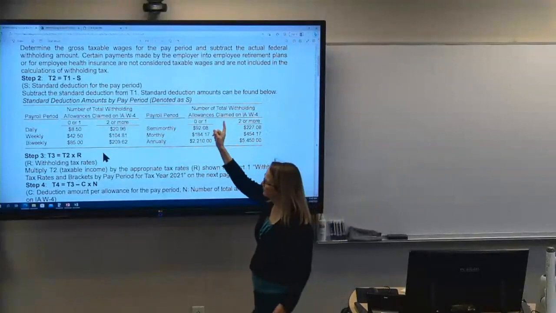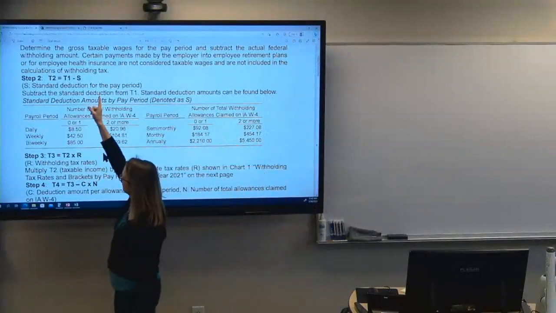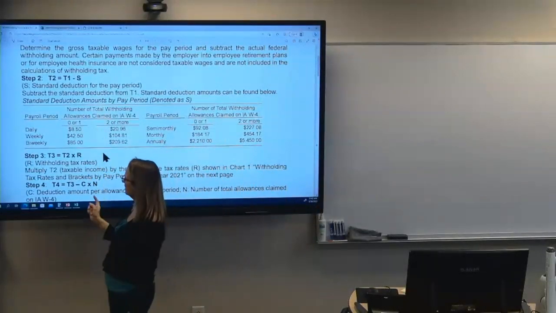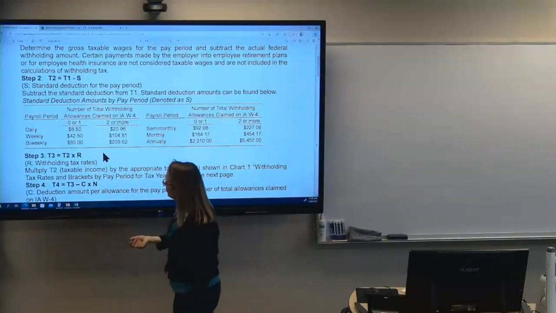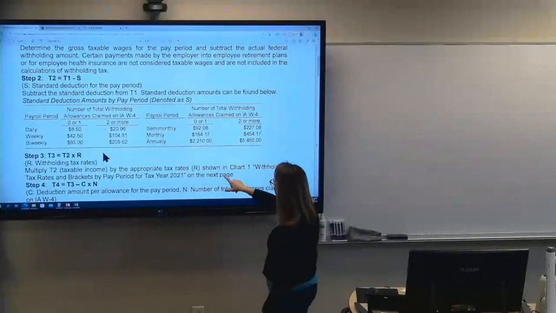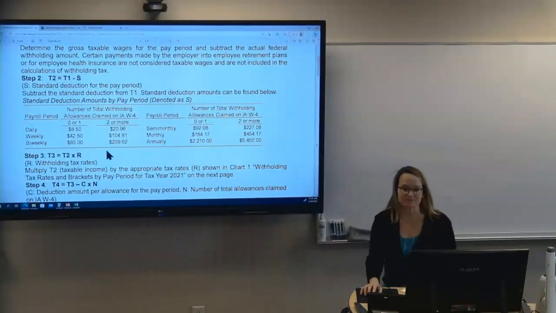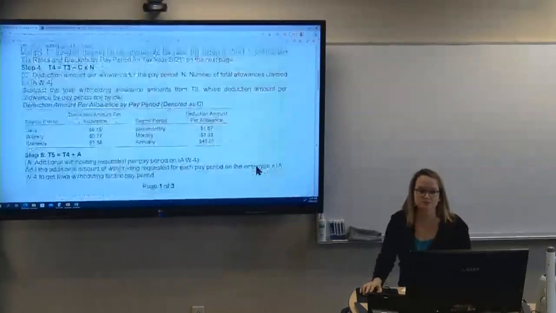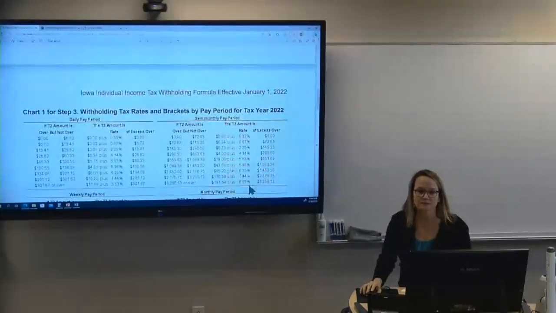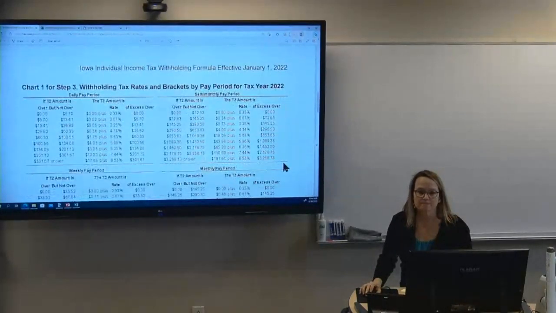And then step 3. We're going to take our result here times R. R is the withholding tax rate. So now we have to reference the chart. Let's see, where's the chart part of here? Okay.